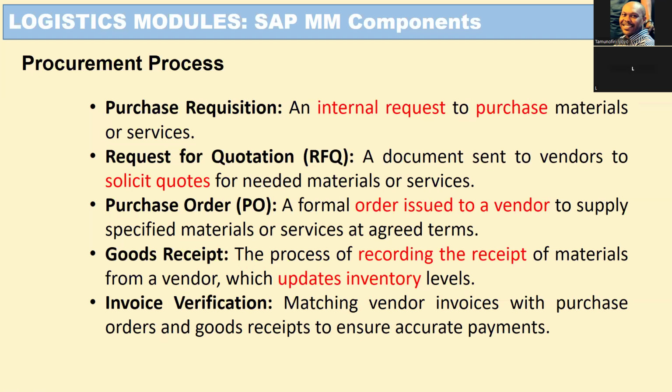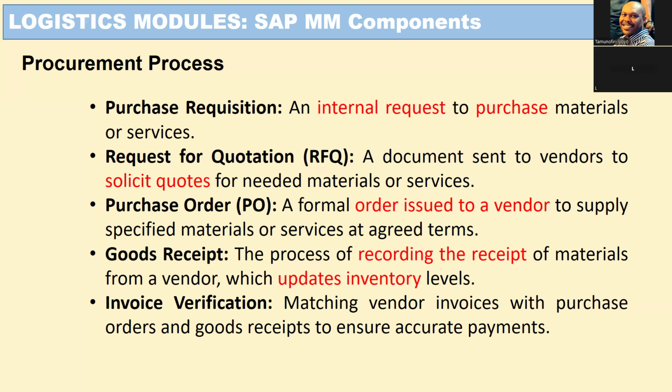Then we have the request for quotation, which is a document sent to vendors to solicit for quotes for needed materials or services. Then we have the purchase order, which is a formal order issued to a vendor to supply specified materials or services at agreed terms, at a particular quantity and also price as well. Okay, then we have the goods receipt, the process of recording the receipt of materials from a vendor. And of course, you have to update your stock levels and you have to update your inventory levels on the system.